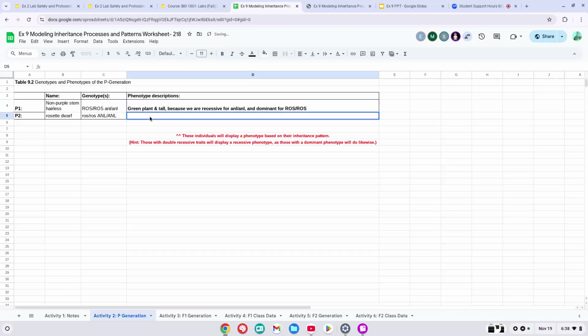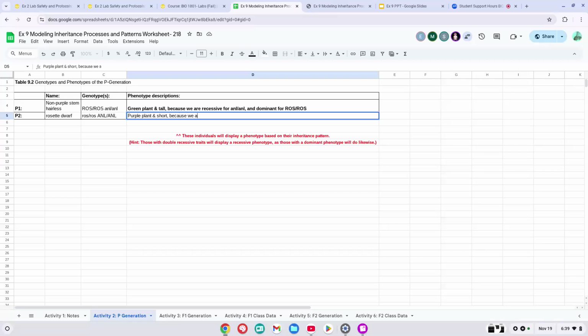Does someone want to give P2 a try? The second parent? I'll do it. Lowercase ROS, would this be a purple plant, a purple tall plant, I think? Because, we've got purple, right? And then we've got short. Sorry, I didn't look at it correctly. It's okay. It's a purple plant and it's short, right?